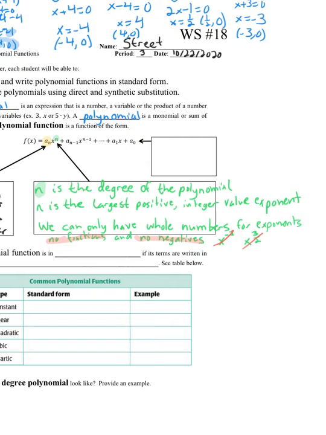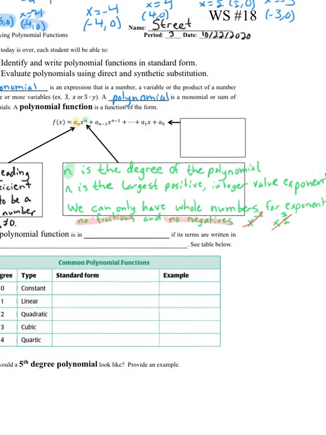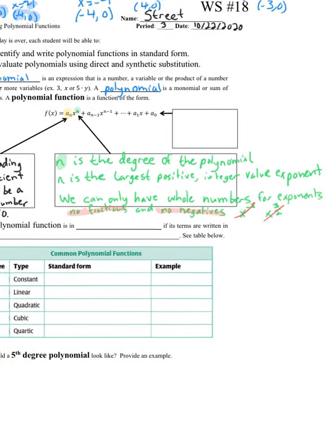Okay, we don't want to see any negative exponents. We don't want to see any fraction exponents when we're talking about polynomial functions. If we ever see anything like that, it's not really a polynomial function.